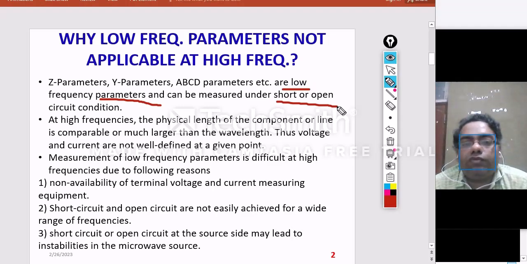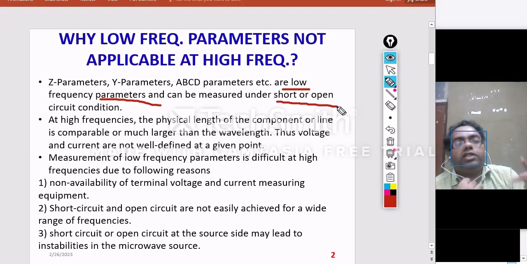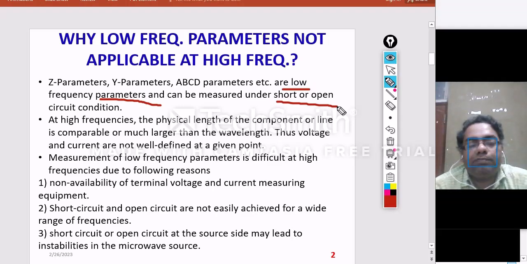So why is it difficult to use these Z and Y parameters at high frequency, compared to low frequency? First of all, for Z and Y parameter measurement, we need to measure terminal voltage and current. If these voltages and currents have very high frequency, how will we measure them? Such high frequency voltmeters and ammeters are not readily available.